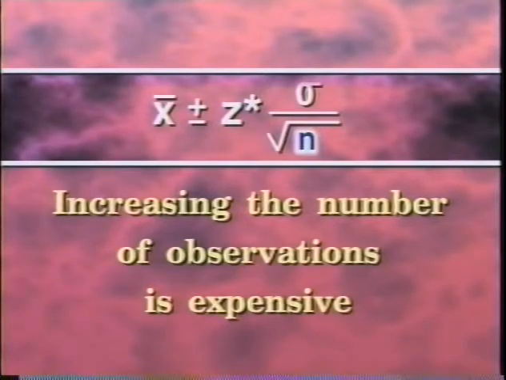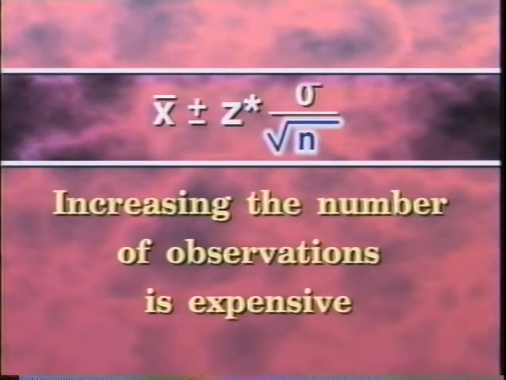Users of statistics have to balance how many observations they would like against how many they can afford. And that square root in the recipe makes matters worse. To cut the margin of error in half, we must take 4 times as many observations.